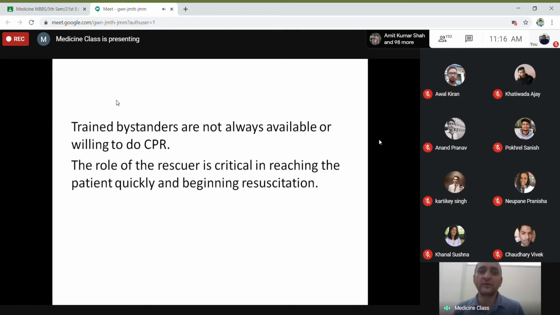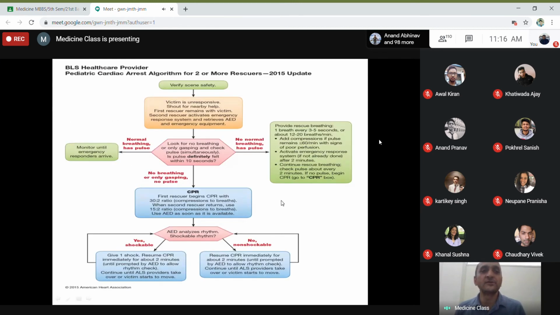The role of the rescuer is critical in reaching the patient quickly and beginning the resuscitation. Okay, so this is BLS, basic life support for the healthcare provider.